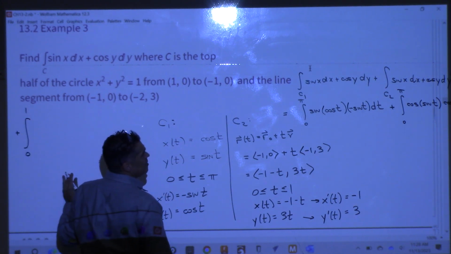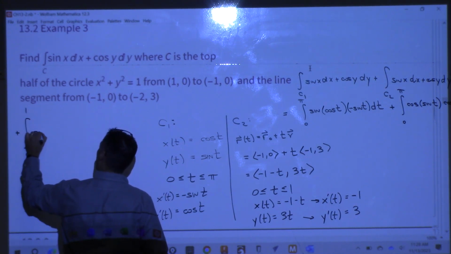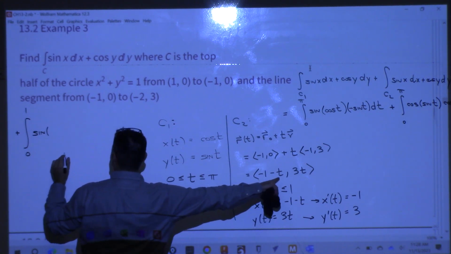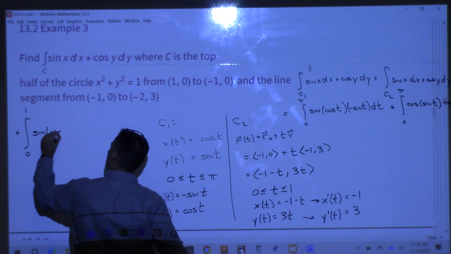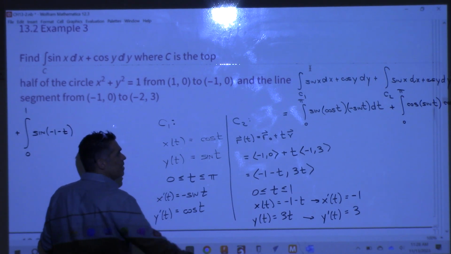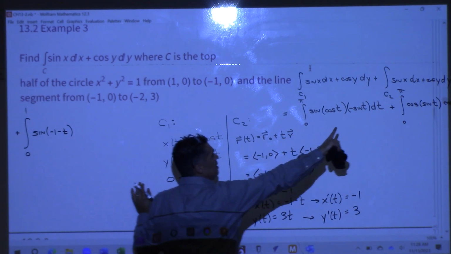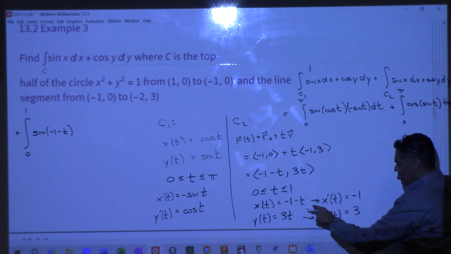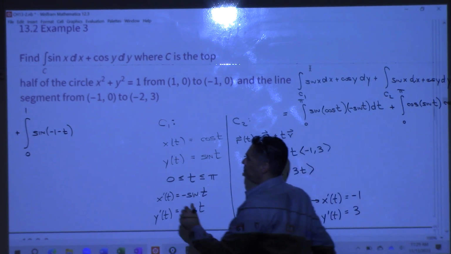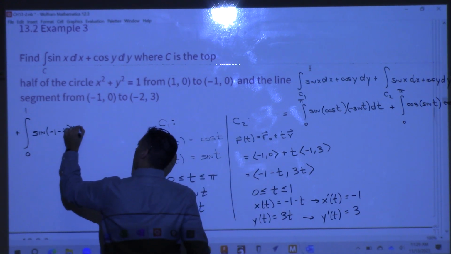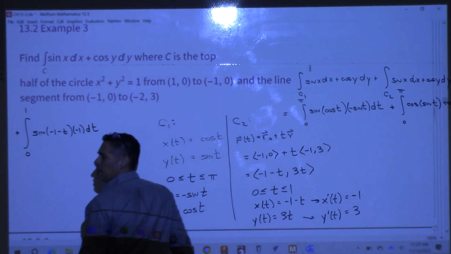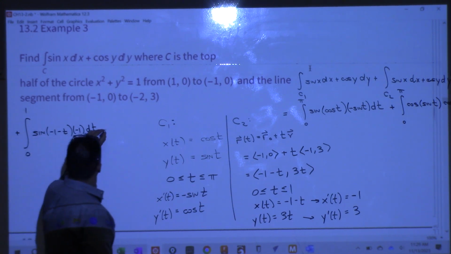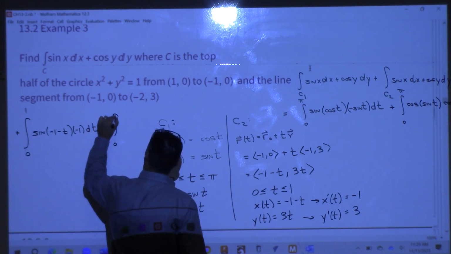And now I have sine of, what's x for us here on this one? Negative 1 minus t. And then what is dx? What's dx for us? So what's the derivative of our x here? Negative 1 dt, right? That one. And then I'm going to do a separate integral, plus integral from 0 to 1.